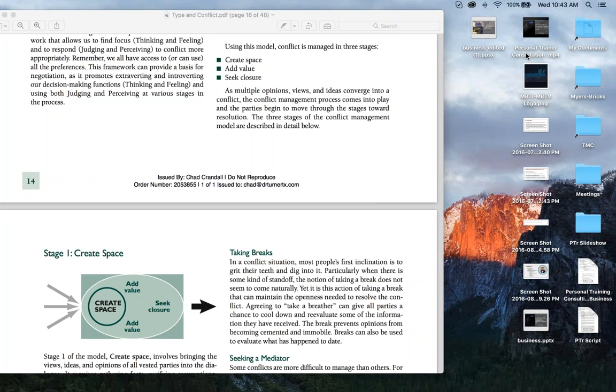Typing in MBTI is a starting point. It's not something that you just learn and then go, okay, what do I do now? Do I justify and rationalize my behavior? No, you don't use it to rationalize your behavior. You use it as a starting point and go, wow, this is where I really need to improve. That's the whole point of typology.